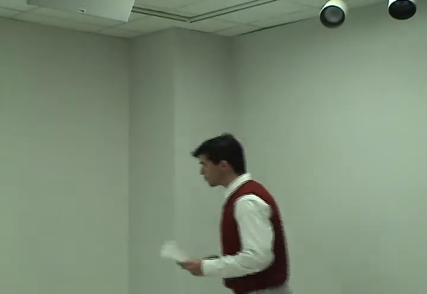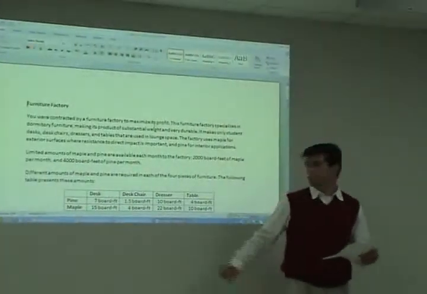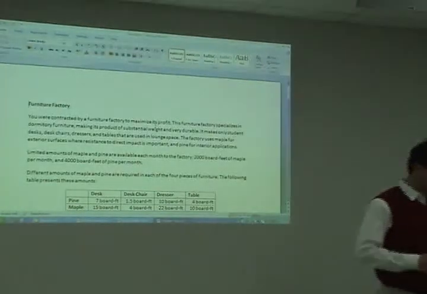So now let's see what you found. Let's look at the data. So in this company, limited amounts of maple and pine are available each month to the factory. 2,000 board feet of maple per month and 4,000 board feet of pine per month. And different amounts of maple and pine are required in each of the 4 pieces of furniture. The following table presents these amounts. So for example, if you want to make a desk, you're going to use 7 board feet of pine and 15 board feet of maple, and the same with any of the other products.